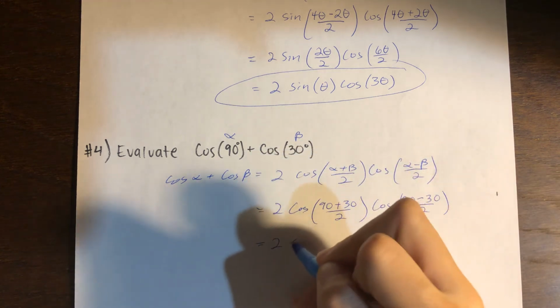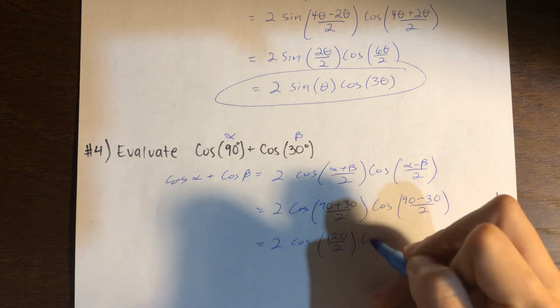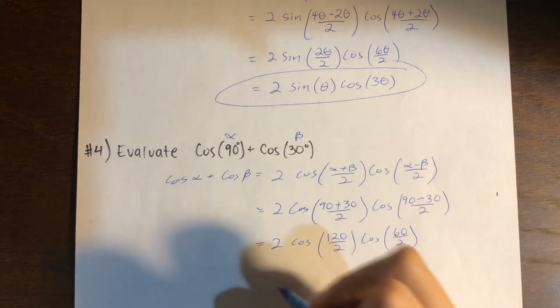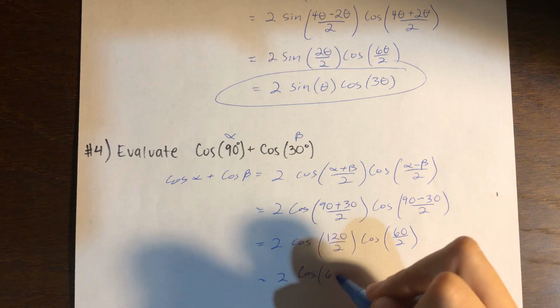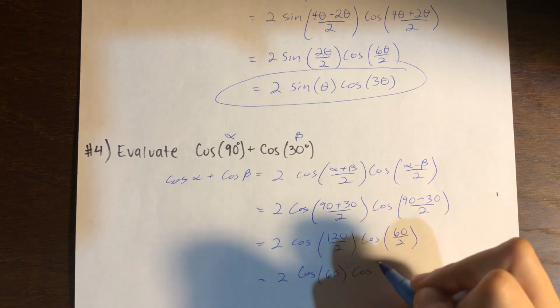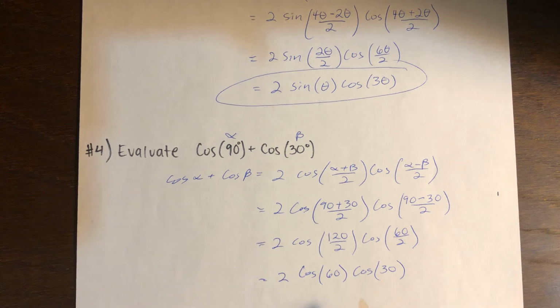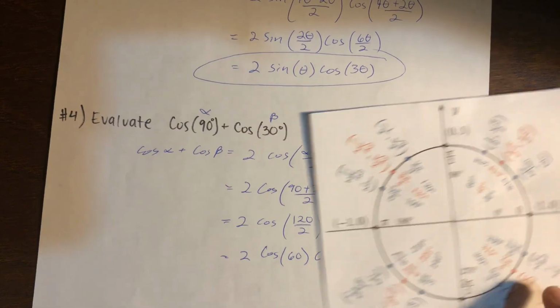So we just keep solving. 2 cosine of 120 divided by 2, times the cosine of 60 divided by 2. Simplify it one more time. 2 cosine of 120 divided by 2 is 60, and then we have cosine of 60 divided by 2 is 30. But these are actual angles on our unit circle, right? So when it comes to the unit circle, we're still not done with this yet.